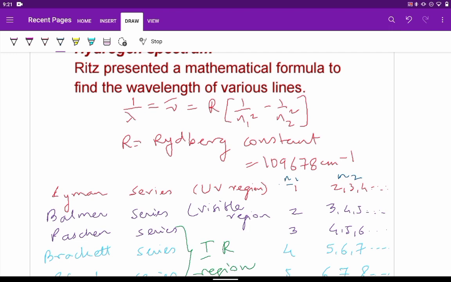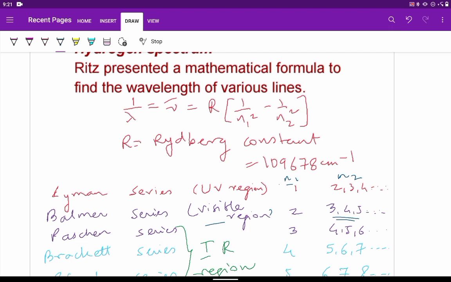For all these given spectral series, n1 will remain constant, and n2 will vary from line to line in the same series. For the Lyman series, n1 should be 1, n2 can be 2, 3, 4 or something else. n1 for the Balmer series is 2. So for Lyman, n1 is 1. For the Balmer series, which is in the visible region, n1 value is 2, n2 value can be 3, 4, 5 or anything else.